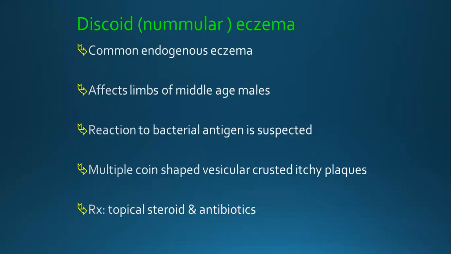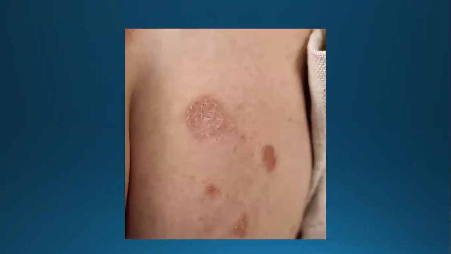Seborrheic dermatitis again. Now, discoid or nummular eczema, a common endogenous eczema, affects limbs of middle-aged males but may occur in children as well. It's basically a reaction to the superantigen of Staph aureus. Multiple coin-shaped vesicular crusted itchy plaques are present. That is why it's called discoid. Treatment: topical steroids and antibiotics. You can appreciate the disc-like nature.